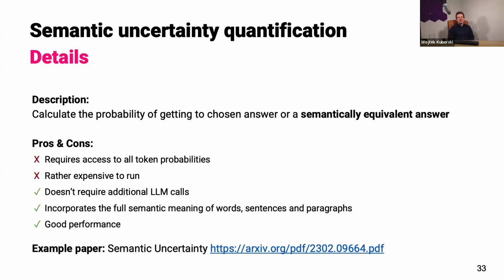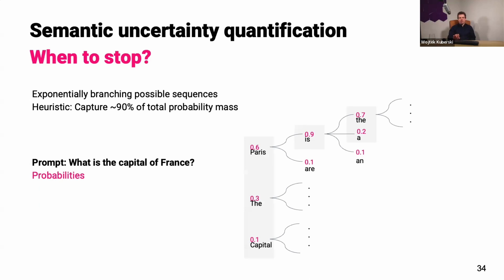Good thing is it still does not require additional LLM costs, because it incorporates the full uncertainty of the LLM, and it also incorporates the full semantic meaning of words, sentences, and paragraphs, which is just great. This is exactly what we want when we try to detect hallucinations. So this is really the key benefit of using this approach. Because of that, it does have good performance, sometimes even outperforming the LLM-based methods, not always though. Here the paper is just called Semantic Uncertainty. And again, here's the arXiv link that we'll share after the webinar.